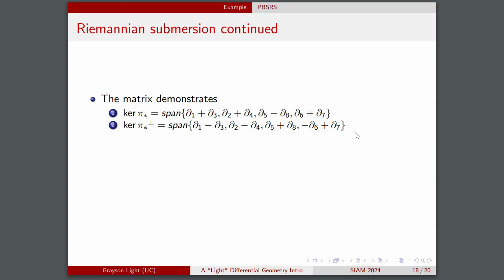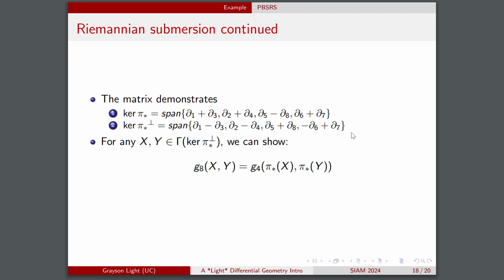Now, if you take any two vector fields that are some linear combination of these guys here, you can actually show, just by plugging these vector fields into the matrix and then plugging them into the Euclidean metric on R4, that this property is true. You can drop the pi stars in our metrics. And so indeed, this is a linear isometry on the horizontal distribution. And so this pi is a Riemannian submersion. To show it's our special submersion, the pointwise bi-slant Riemannian submersion, you need to break up kernel pi star into those distributions. So let's try that.